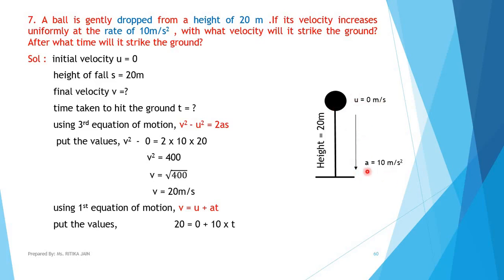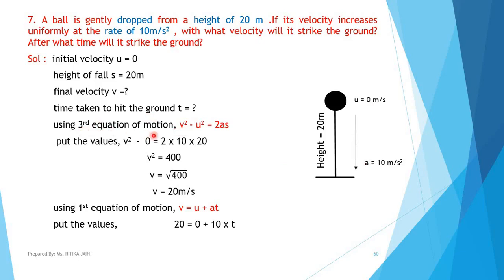Now in this numerical we will not put a negative sign before 10. Why? Because the direction of motion of the ball and the direction of acceleration due to gravity, both are in the same direction. Clear?